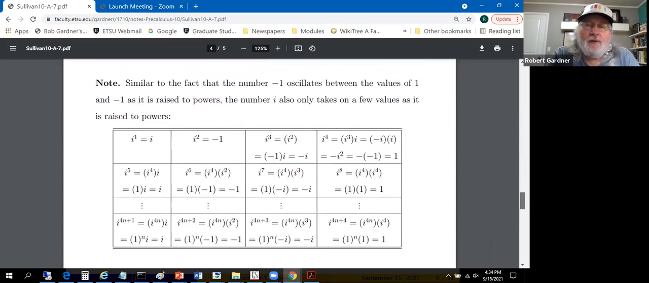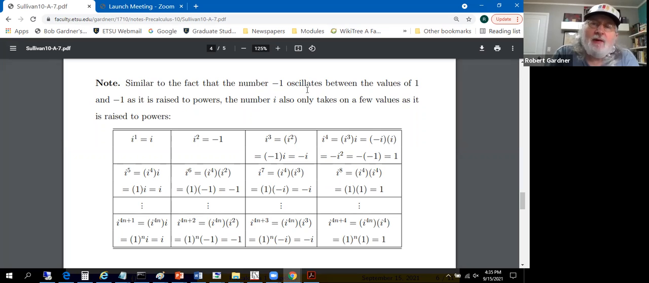Okay. Here's an interesting observation. There's something special about the number i in the way it behaves when raised to powers. For one thing, when you square it, raise it to the second power, you get -1. Well, it turns out, just as if you take the number 1 or -1 and raise them to powers, you know what they do. Raise 1 to powers, always 1.